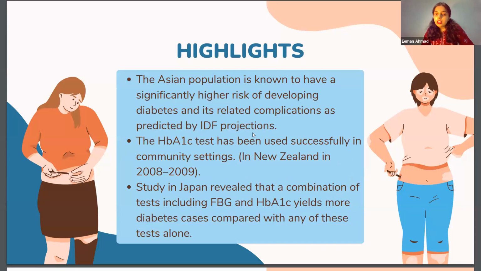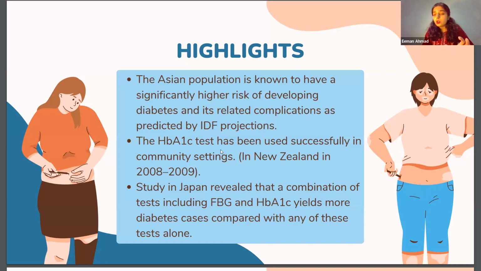And also the authors comment in the article that the Asian population is known to have a significantly higher risk of developing diabetes. So if you're Asian, you are at a higher risk of developing diabetes, right? And the IDF, this is a very good resource, by the way. They have projections until 2045 right now, I believe, and they have predicted the Asian population to be at a higher risk and also at a higher risk of developing complications as well, right? Obviously, if you have more people developing diabetes, you will have more people who will develop complications as well.